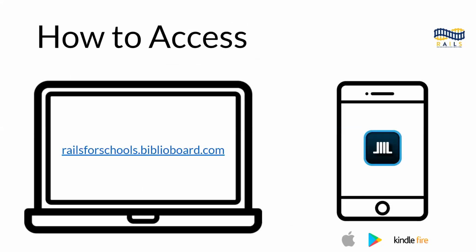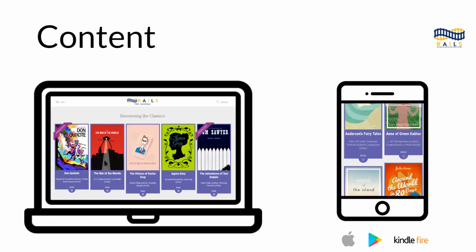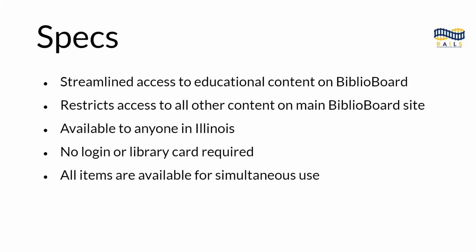So to access the Rails for Schools Biblioboard site, you can do it either via a computer or mobile device. There is an app. And the site is very mobile friendly if you choose to go that route. I do want to point out the specific URL for the Rails for Schools Biblioboard site is railsforschools.biblioboard.com, and that will take you to this focused site. The content is displayed in modules and then organized into anthologies, collections, and curations, which you see on the home page here. Some specifics about the site.